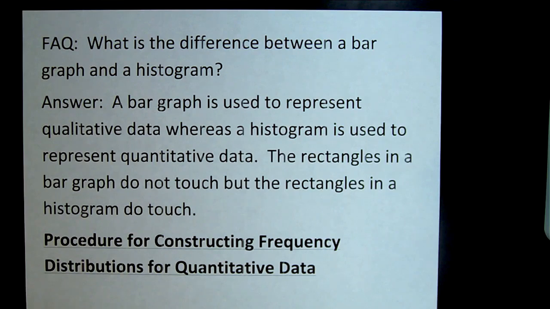Now, in the example we just looked at, we were given a frequency distribution. What we're going to look at next is, what if you're not given the frequency distribution, but just given the raw data? How do you come up with a frequency distribution? And we'll do that in the next video, so I'll see you then.